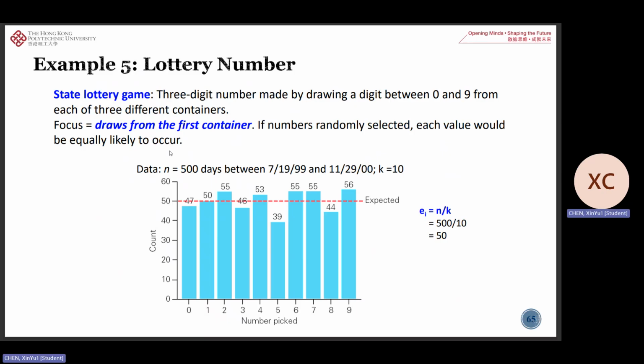It's like a card game. We have a card for each number from 0 to 9, and then randomly we try to pick up one of them, and we conduct this 500 times. Then we can see the number 0 was picked 48 times, 50 times, 55 times, and so on. The sum of them is 500, and the average is 50.